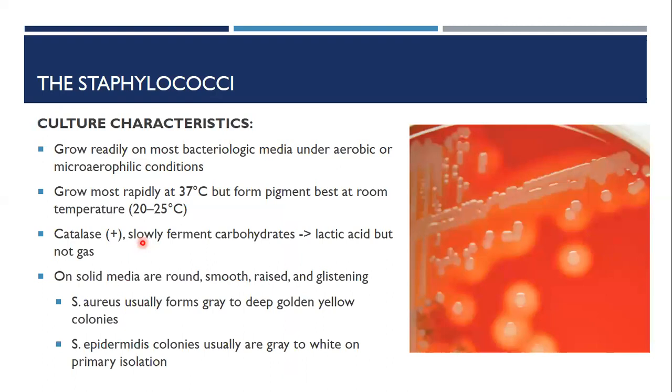So as to culture characteristics, they grow readily on most bacteriologic media under aerobic or microaerophilic conditions.